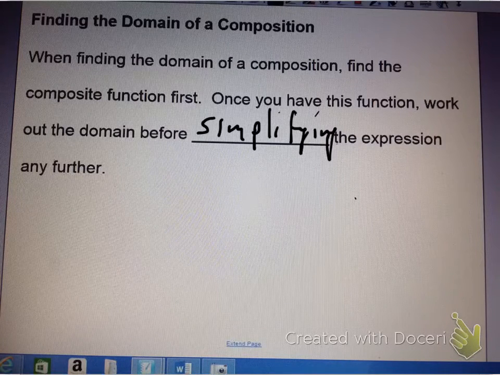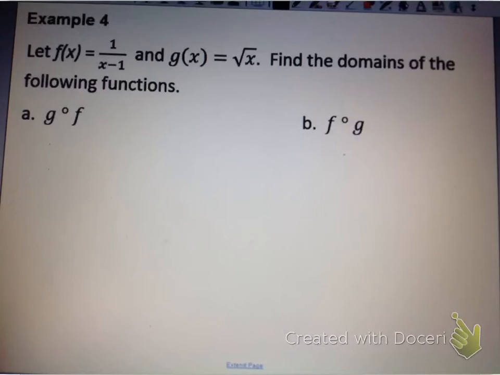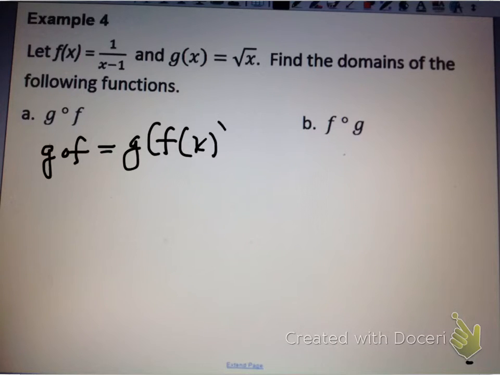Alright, so in example 4 here, we have f of x and g of x, and we have to find the domains of the following functions. So we have to find the domain of g of f of x. G of f is equal to g of f of x. Let's find this composite function.